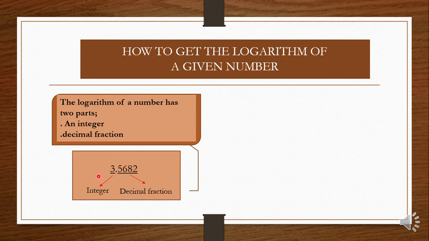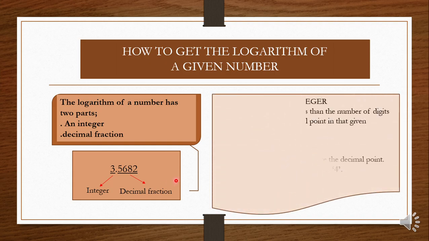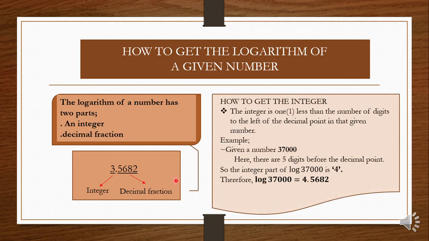So here now, this is an integer, the whole number, the one before the decimal point. Then the one after the decimal point is the decimal fraction. Now, how to get this integer is what we are going to look at. The integer of a number is 1 less than the number of digits to the left of the decimal point in that given number.